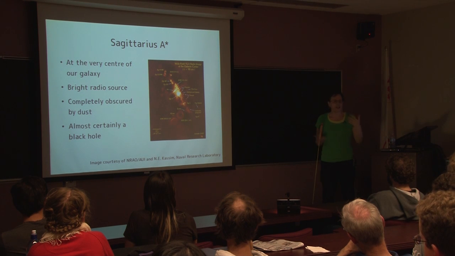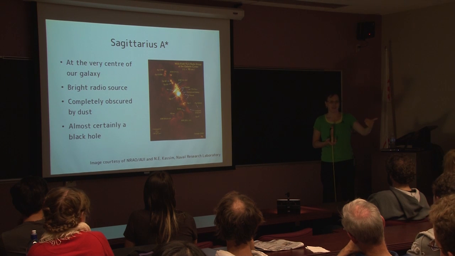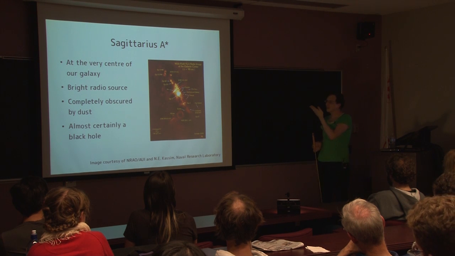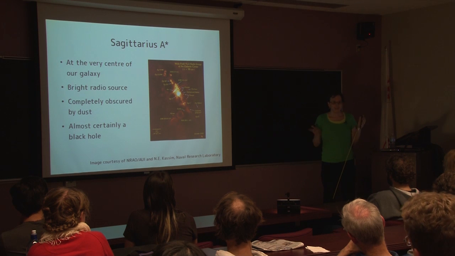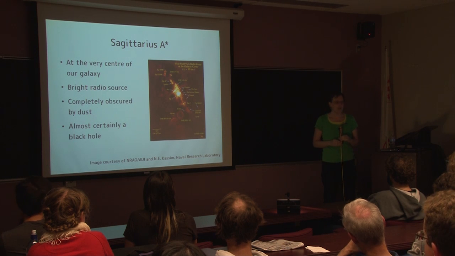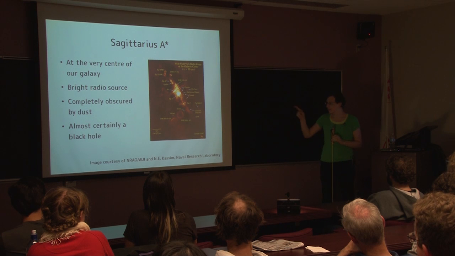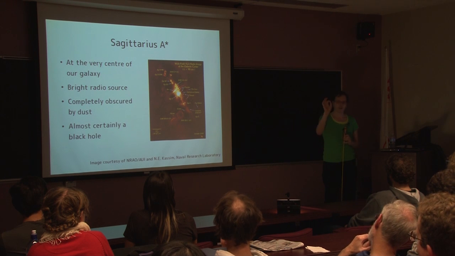There's a lot of dust. And dust, it's like fog. You can't see through it. So you can't see the center of the galaxy from an optical telescope. But radio doesn't mind dust. So with radio, you can tell what's going on in the center of the galaxy. And it sure looks like what's at the center of our galaxy, the thing right at the core of our galaxy, is a gigantic black hole.